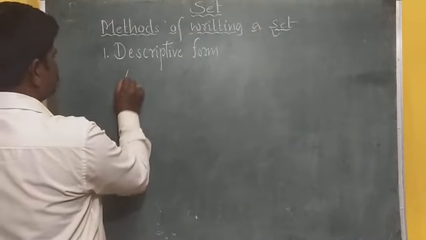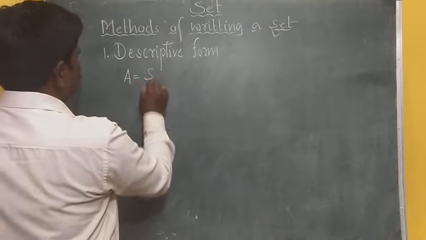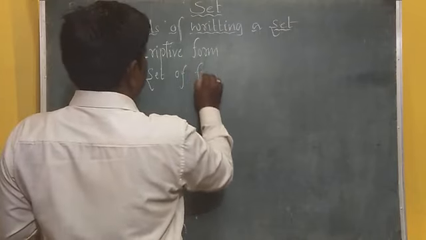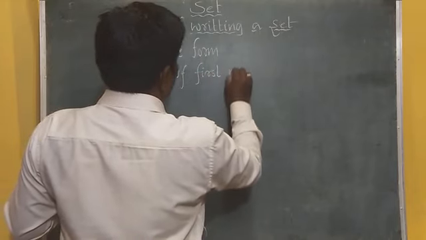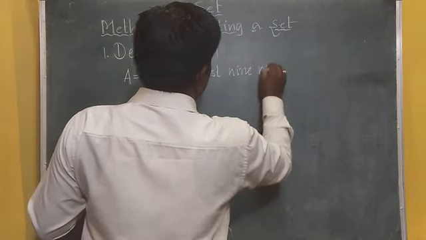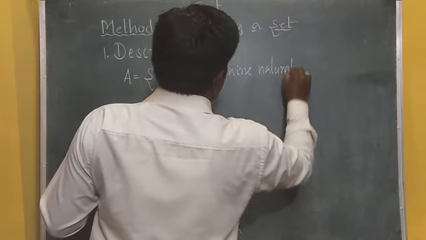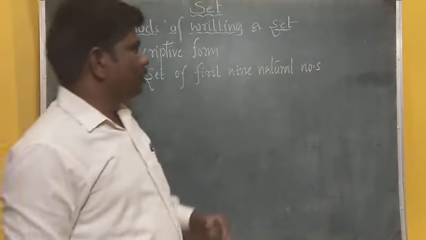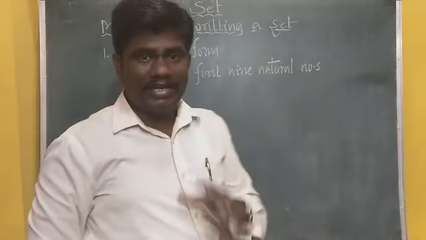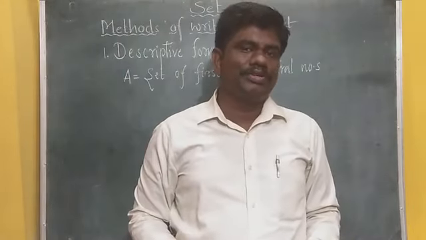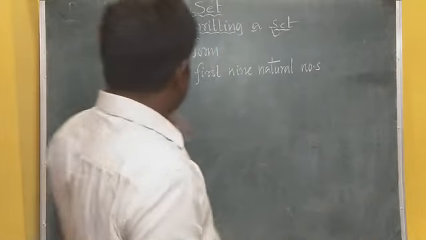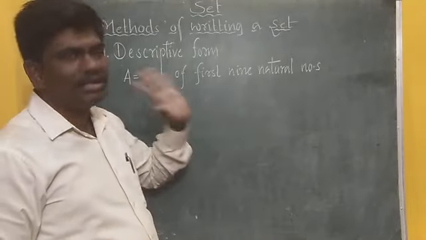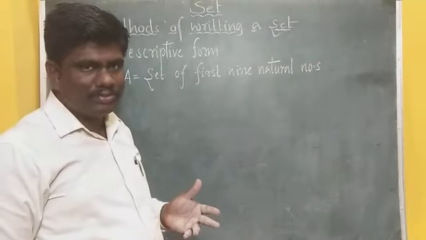Here the statement would be like this: A is equal to the set of first 9 natural numbers. Anybody who reads this statement will be able to write the elements using the next two methods which I am going to discuss with you all. Only the statement will be given to you: set of first 9 natural numbers. So you know what numbers you need to write, right?